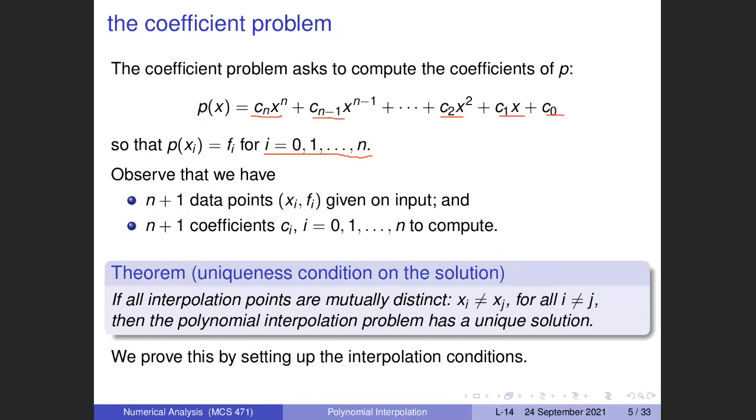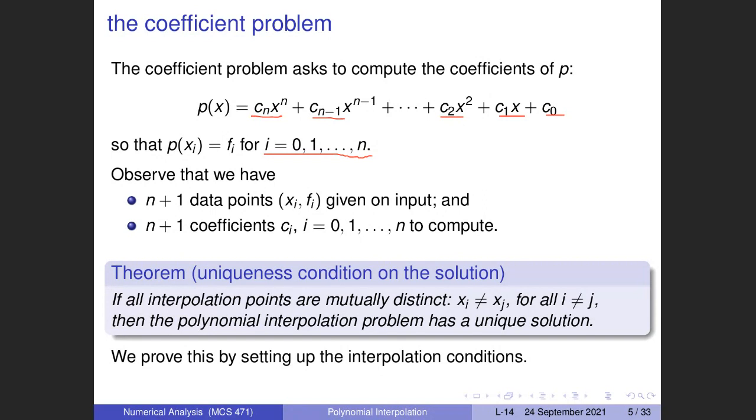That's a good sign. So we will prove the following theorem. If the interpolation points are all mutually distinct from each other, so we have no duplicate xi values, then we have a unique solution to the problem. And we can therefore speak of the interpolating polynomial.